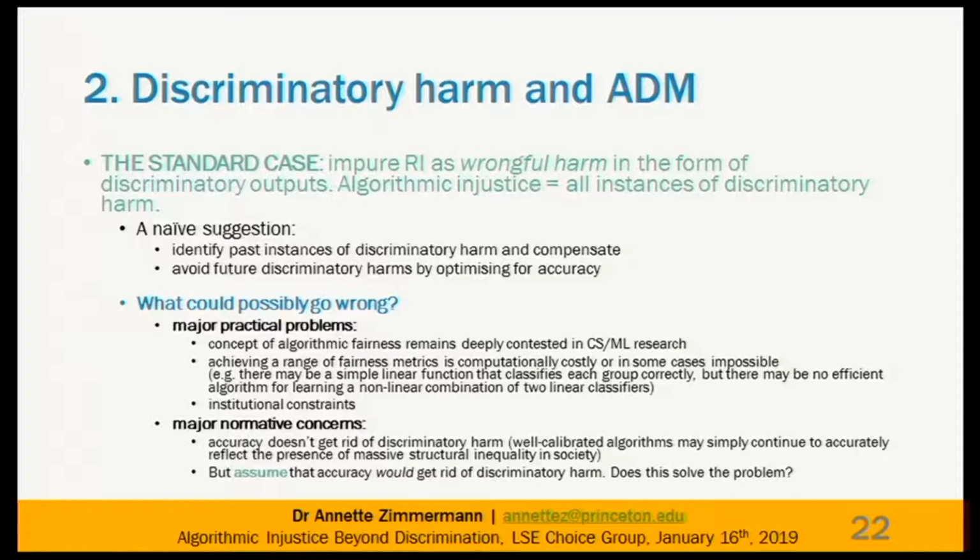Then in addition to these practical problems, I think there are major normative concerns, and as I told you at the beginning of this talk, my main concern would be that even if I don't have discriminatory harm, I would still have moral wrongdoing involved in algorithmic decision making. But for the moment, I just want to assume that we could actually achieve a somehow satisfactory level of accuracy, however one might define that.